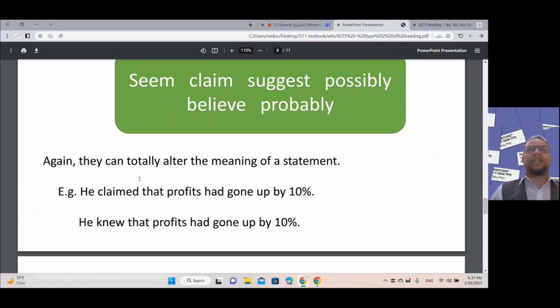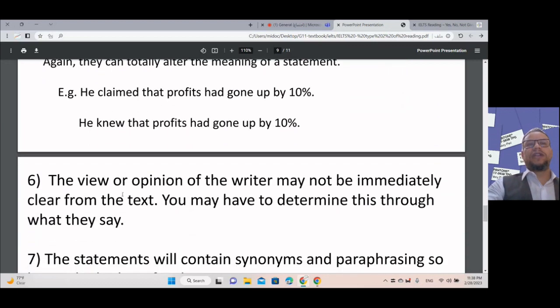So take an example now. He claimed that profits had gone up by 10%. Is this for sure or not? No, not for sure. "He claimed" means it's just a possibility, but not for sure or exact. Or, he knew the profits had gone up by 10%. So which difference do I have here? "He knew" means for sure, but "he claimed" not. He doubts, he's not sure. So you have to take care of distractor words like this one, I mean about not-sure words.